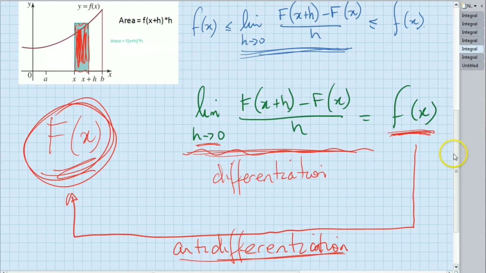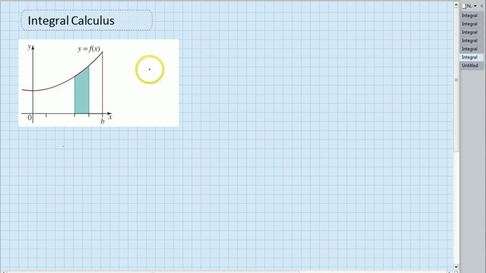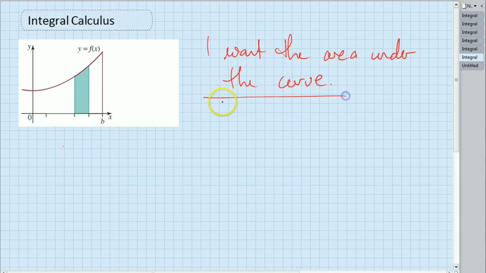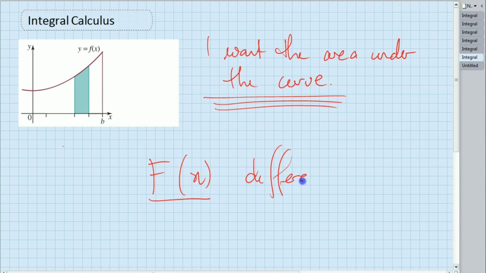Which is really interesting, because what that means, coming back to my original question, is I want the area under the curve. And all of that maths that I've just done in the early part of this video shows me that the area function, this capital F(x), if I was to differentiate this capital F(x), I'm going to end up with my curve f(x).